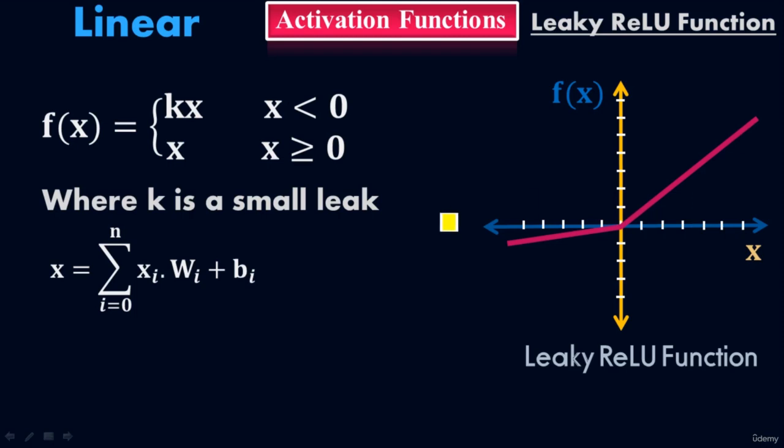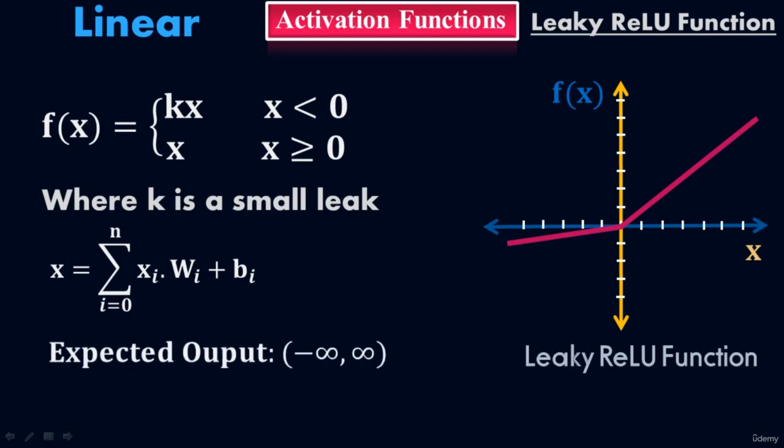On the positive side, the output will be x if x is equal to or greater than 0, which means that whatever value you put as an input to the neural network, it will return exactly the same value in the output. So we can say that the expected output can be between negative infinity and positive infinity. It is unlike ReLU activation functions.